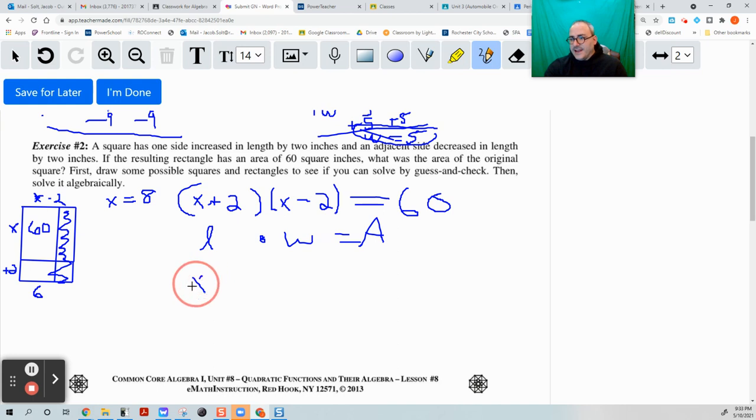Let's see, x times x is x squared. X times negative 2 is negative 2x. And then positive 2 times x, sorry, my brain is flustered apparently right now. And then positive 2 times negative 2 is negative 4, equals 60.